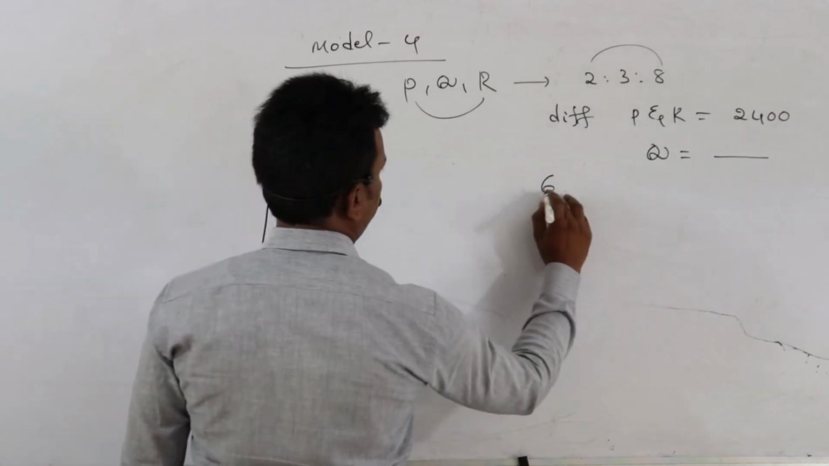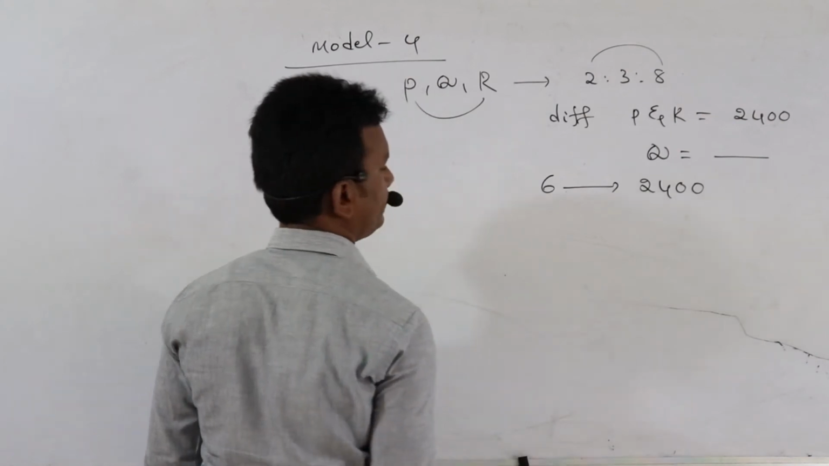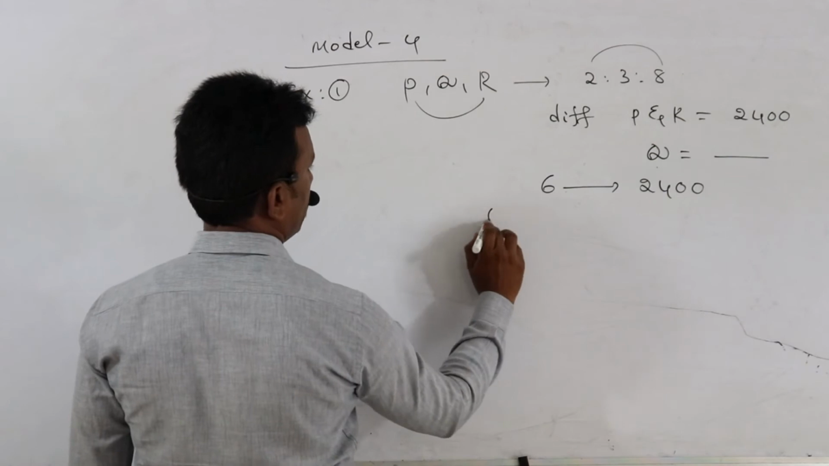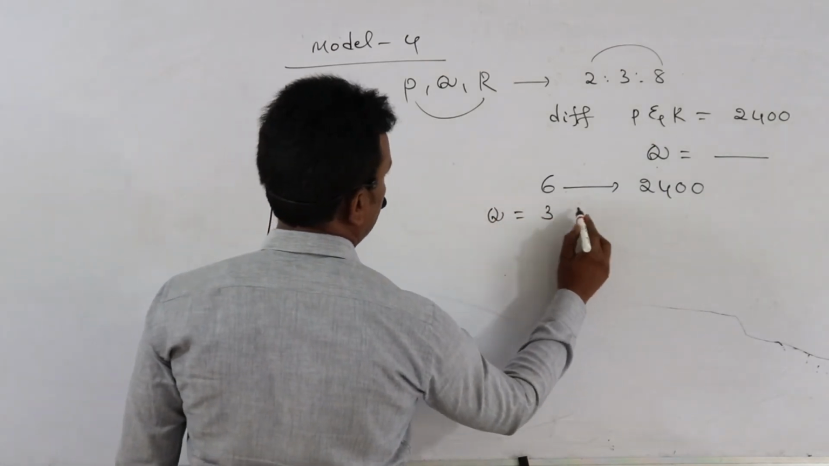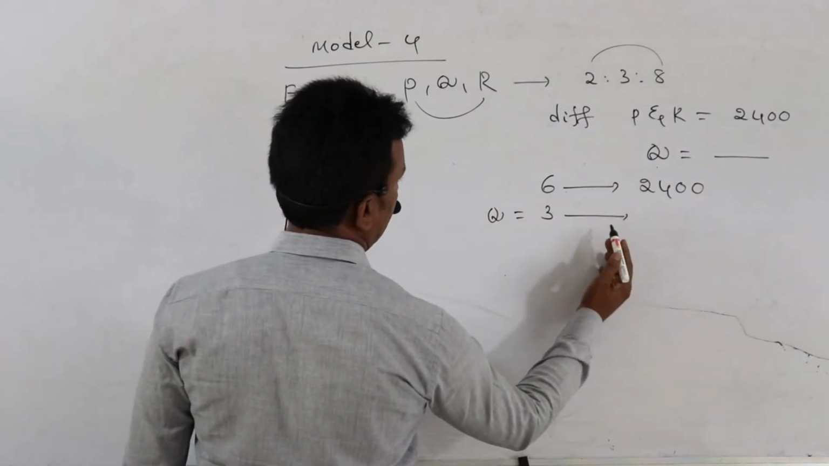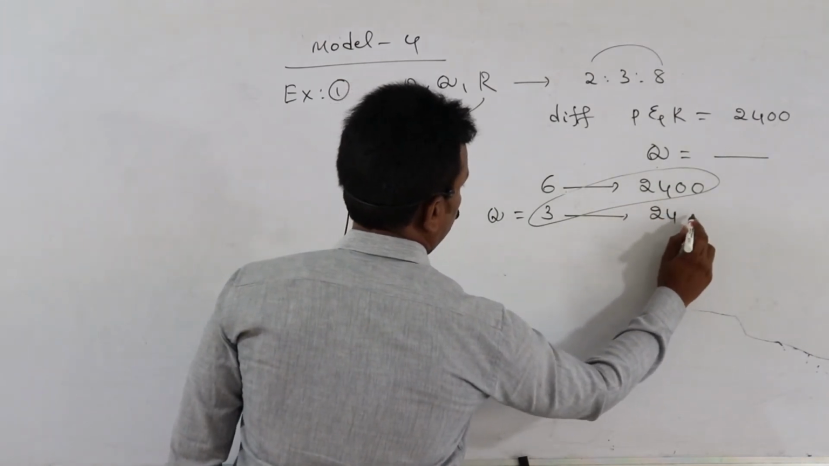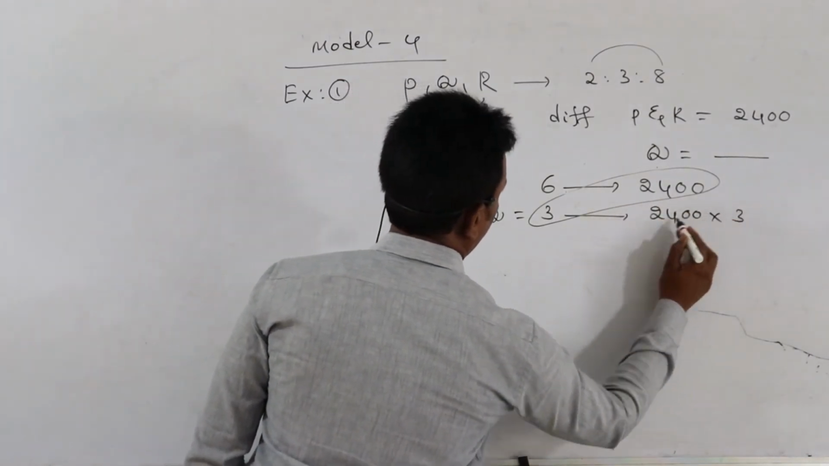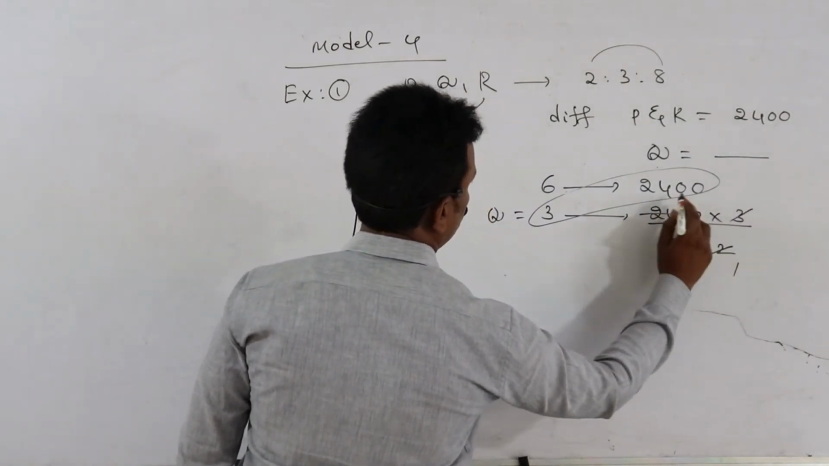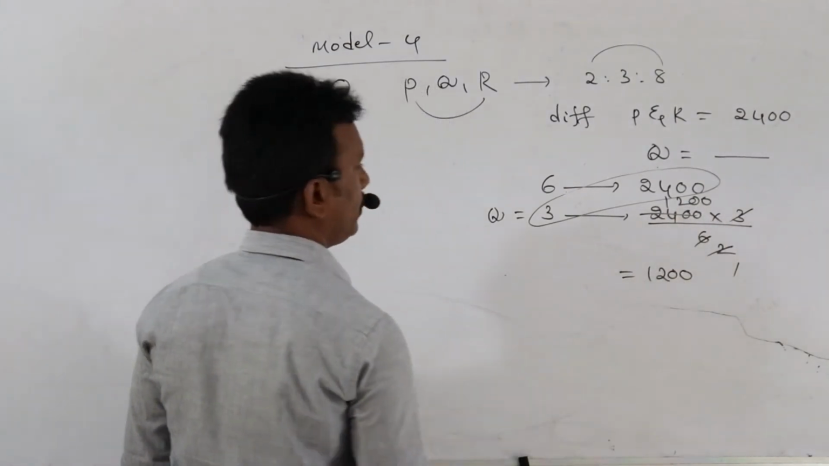That 6 parts of difference amount is given as 2,400. Right? We have to find the amount for Q. What is the amount of Q? Q is equal to 3 parts. So write the cancellations: 2,400 into 3 by 6. So 3 ones are 3, 2 ones are 2, 1200. The share of Q is 1200 rupees.